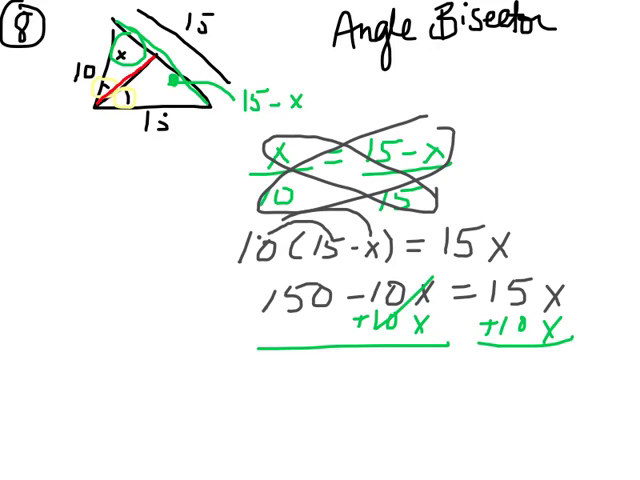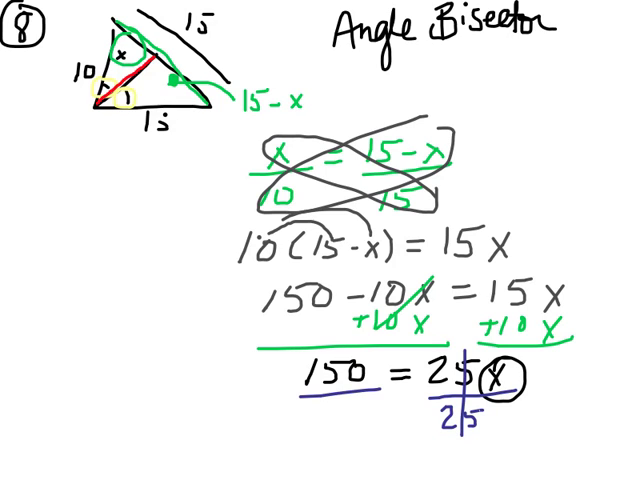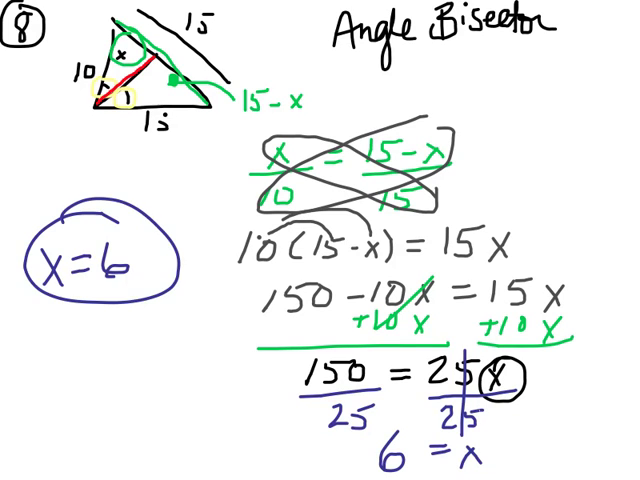That would leave me with 150 on the left, and 15x plus 10x is 25x. And now I'm just trying to solve for x. So if I want to get x by itself, I could divide 25 out of it, because that would cancel out and leave me with just x. 150 divided by 25 is actually 6. Let's see. Yep, 6. So x equals 6 is what we need to do for 8.